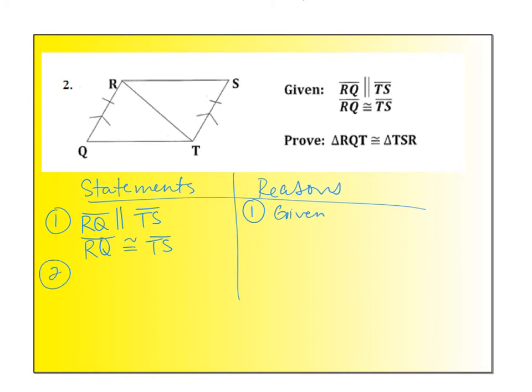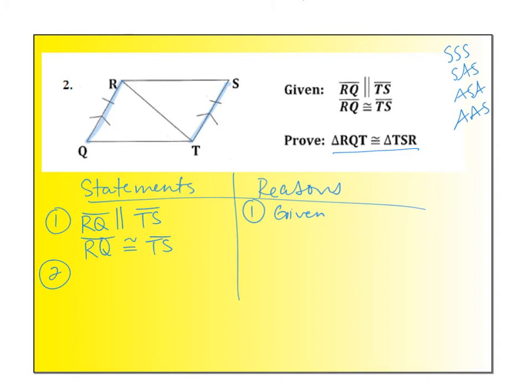Now, I like to kind of think about the information they gave me. Here's RQ, here's RS. They're telling me that those two segments are parallel to each other and that they're congruent to each other. Okay, and then I want to look at what I'm trying to prove. I'm trying to prove that triangle RQT, so that's the triangle on the left, is congruent to triangle TSR, the triangle on the right. I think in order to prove that these two triangles are congruent, I need one of those shortcuts. I need something like side, side, side, or side, angle, side, or angle, side, angle, or angle, angle, side. I think I want to try to get one of those.